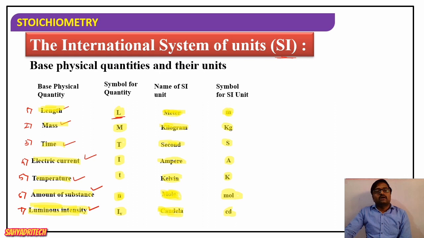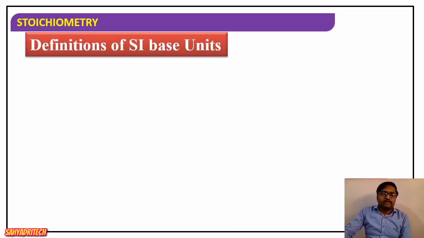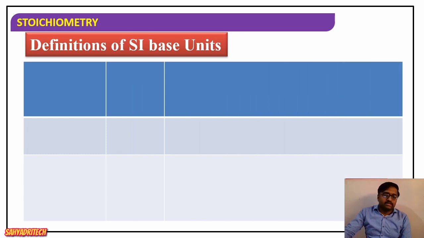So according to the SI system, or the International System of Units, there are seven base quantities: length, mass, time, electric current, temperature, amount of substance, and luminous intensity, and their respective units and symbols. It is very important, please remember this. Now, the definitions of the SI base units. Whatever seven base units we have considered, we have to look for their definitions. The unit of length.